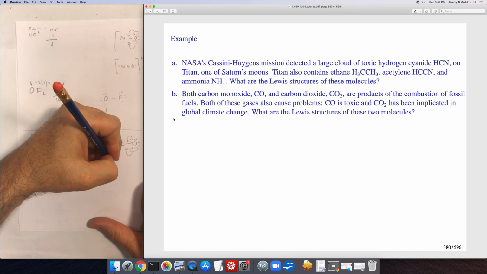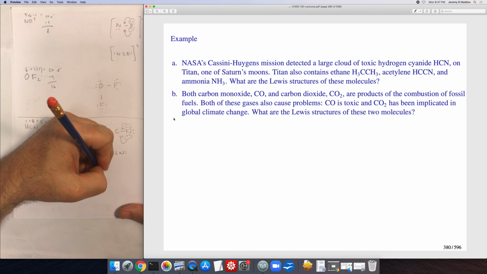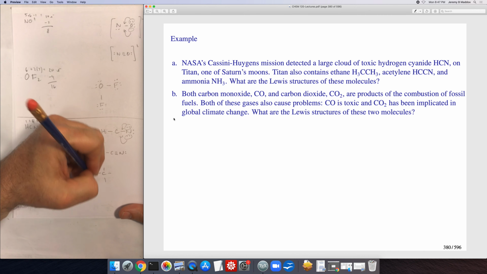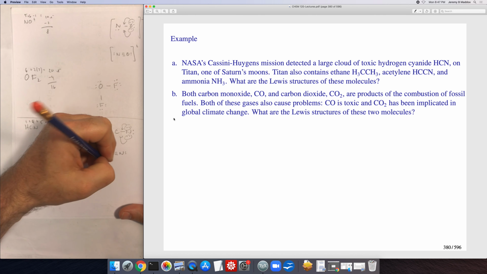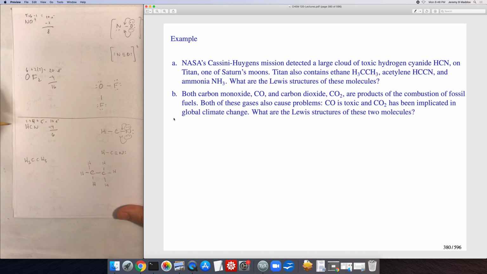Another one that they wanted us to do here was ethane, H3CCH3. Okay, symmetric structure. Probably want to have a symmetric Lewis structure like this. Here's our skeleton structure. And count up the valence electrons.